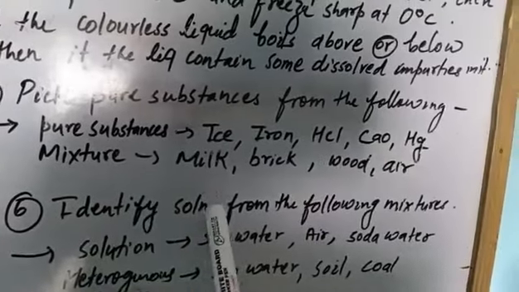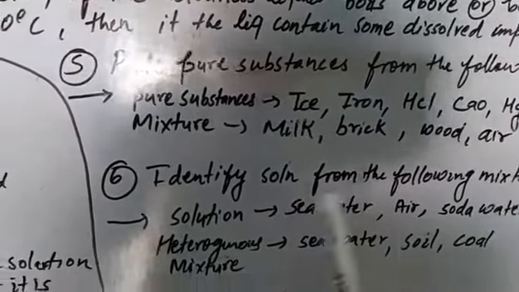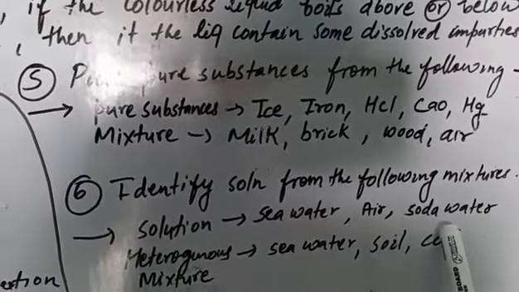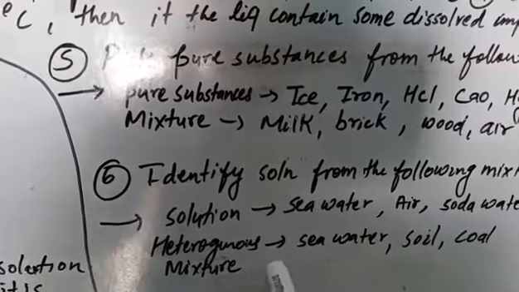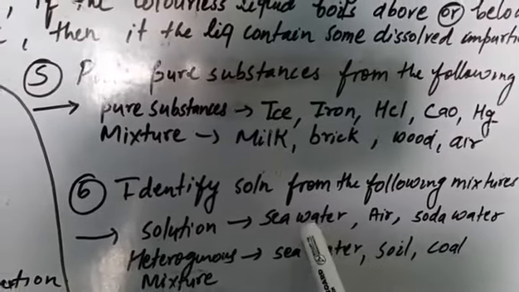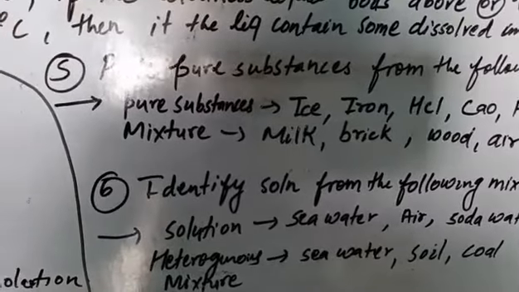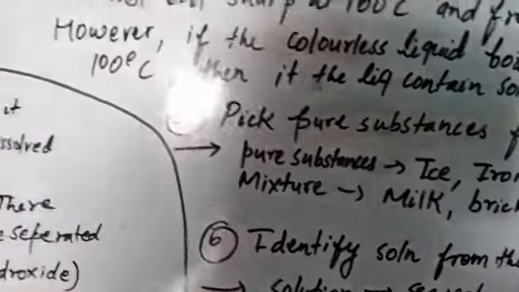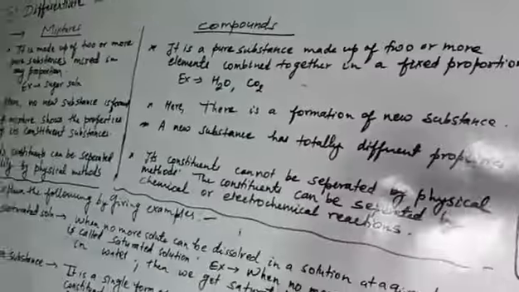Now identify solutions from the following mixtures. In solutions you have sea water, air, soda water. Then in heterogeneous mixtures you have sea water, soil and coal. Why sea water is categorized under both homogeneous and heterogeneous mixture, I will explain in today's class. So that was about your homework questions. If you have anything to correct, just do it.